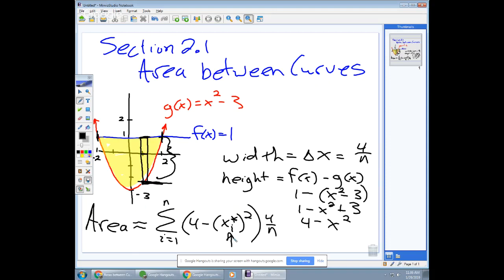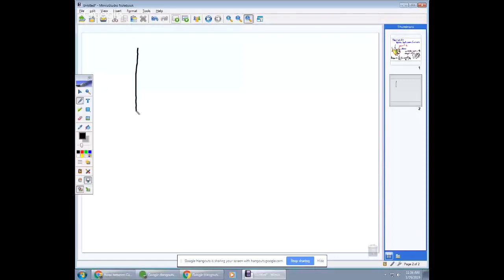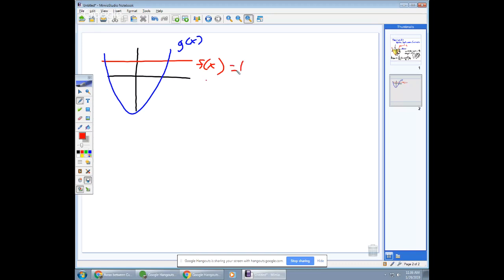So let's do this one more time and turn that into a definite integral. So I'm going to draw that quick. Oops, wrong button. f of x there. I'm going to switch colors. I've got my g of x there. So this time we're just going to redo this. We're just going to skip over the Riemann sum and see if we can just create the definite integral.